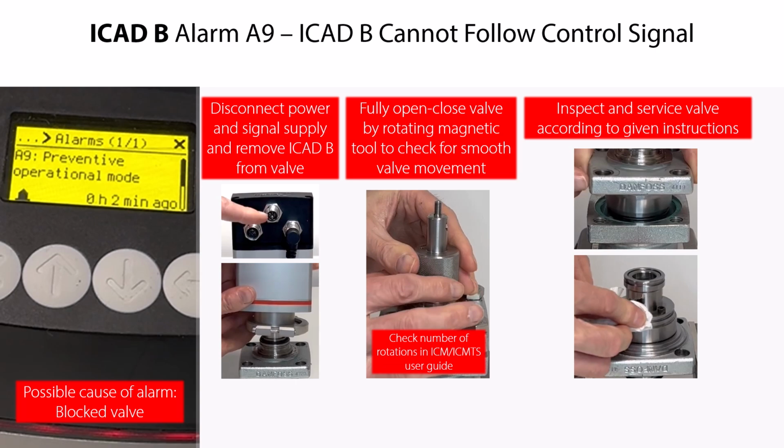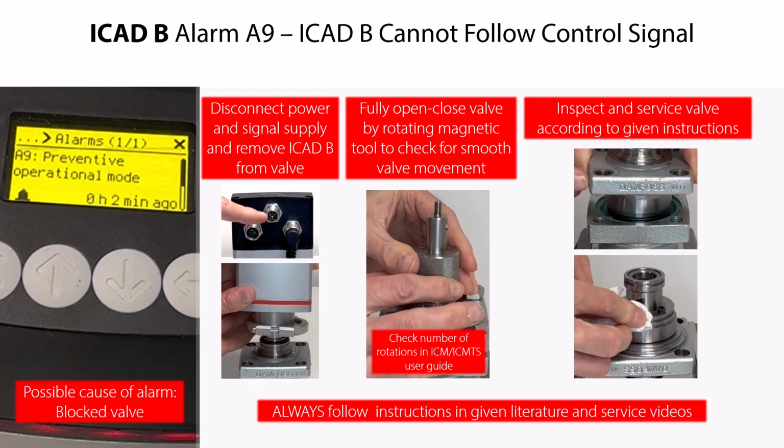If this is the case, you might need to remove the valve module to clean the valve from possible particles, or you might need to replace the valve module if it is damaged. Doing this, then always follow the instructions in given valve literature and service videos where available. Once any valve issues have been solved and the ICAD B is reinstalled on the valve and correctly started up, then the ICAD B will be reset to normal operation mode. If the ICAD B alarm A9 continues, then please contact Danfoss with relevant application details.